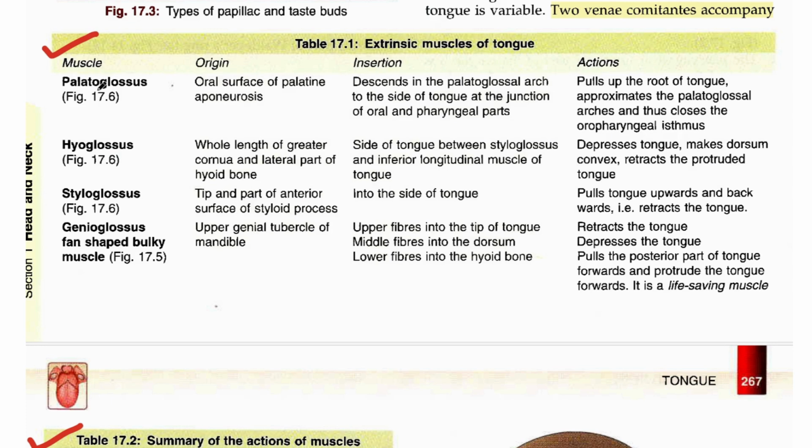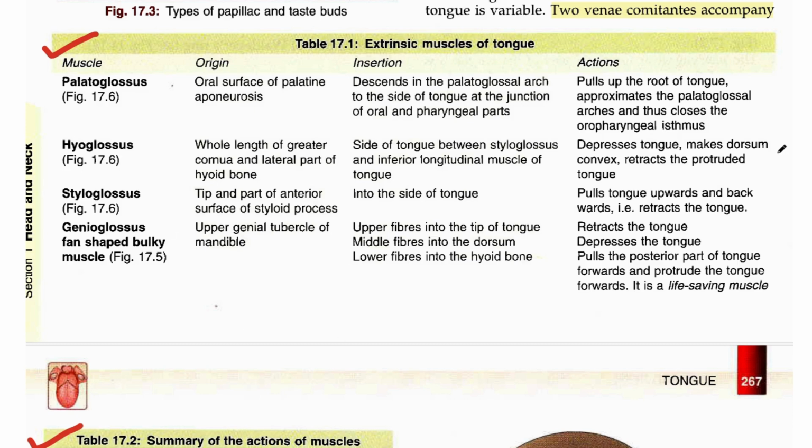It shows the different extrinsic muscles of the tongue and their origin. As the name suggests, palatoglossus means its origin is from the palatine aponeurosis. Hyoglossus, whole length of greater cornu and the lateral part of the hyoid bone. Styloglossus, styloid process. Genioglossus, genial tubercle of the mandible. This is their origin. Insertion, you have to learn where each extrinsic muscle inserts, and their action.